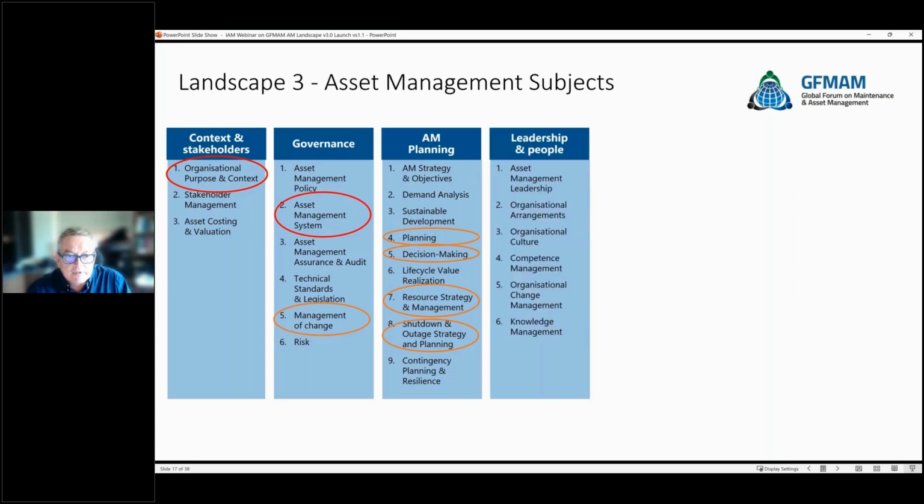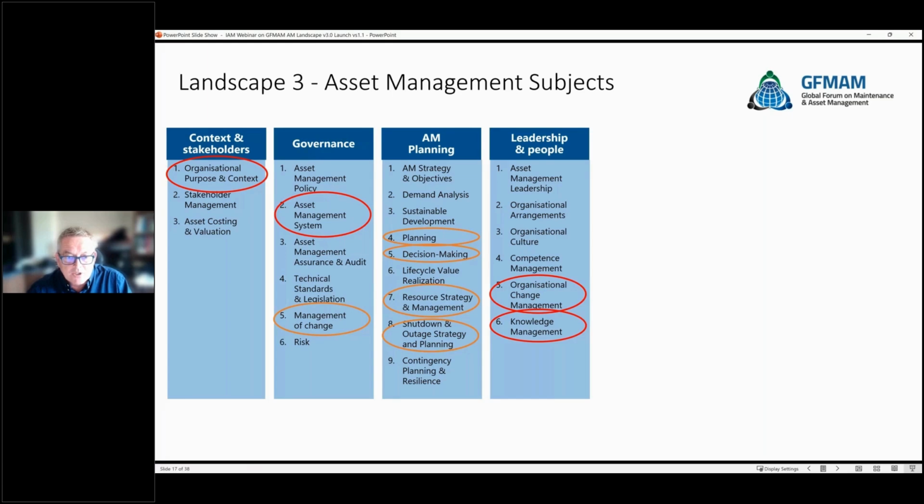Fourth group around leadership and people. Again, some name changes here, but the first four there are largely as they were. Organizational change management is the part of change management that was split out. So it's now a separate subject. And then knowledge management has been added as a new subject. That's the key changes in leadership and people.